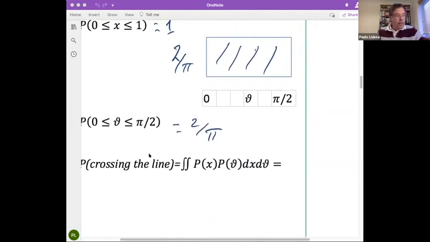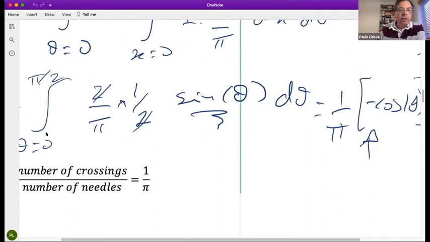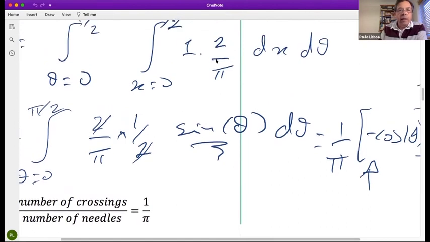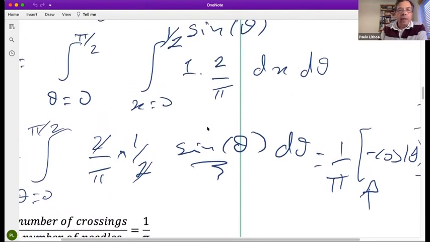So what is now the probability that this needle is going to cross that line? Well, that probability is going to be an integral, or a summation, if you want, a continuous summation over all the possible values of x and all the possible values of theta. So that's represented by this integral over here. And what I was writing was the integral from 0 to pi by 2 of the integral over x, which gives us 1/2 sine of theta, times the value of 2 over pi that comes from there.